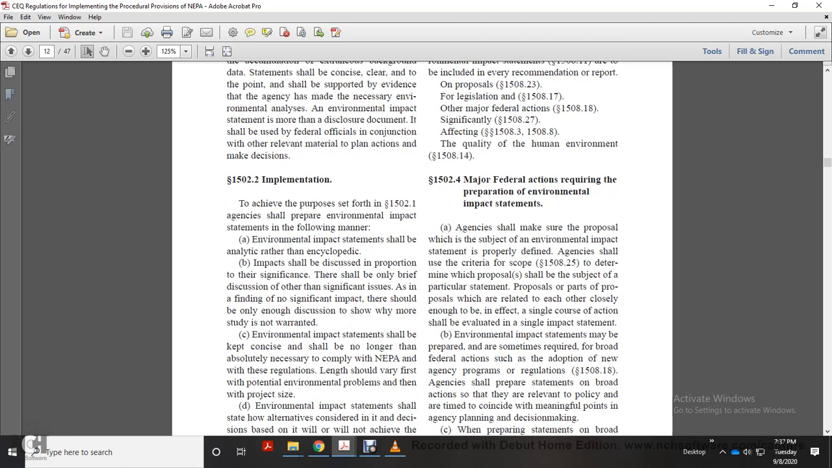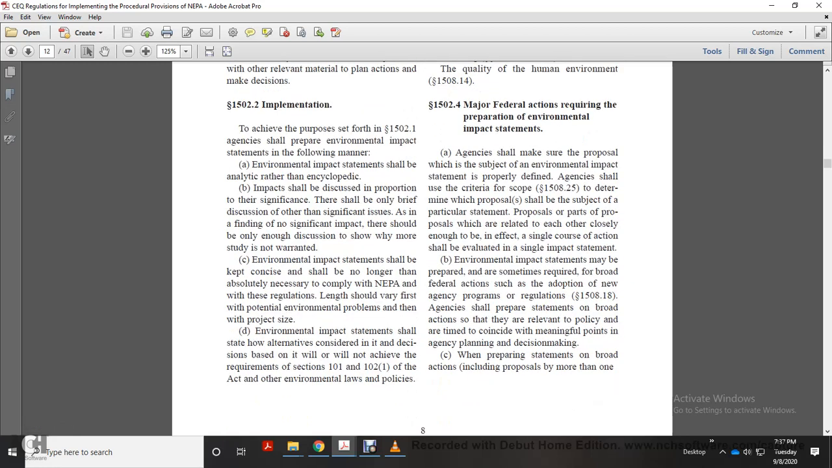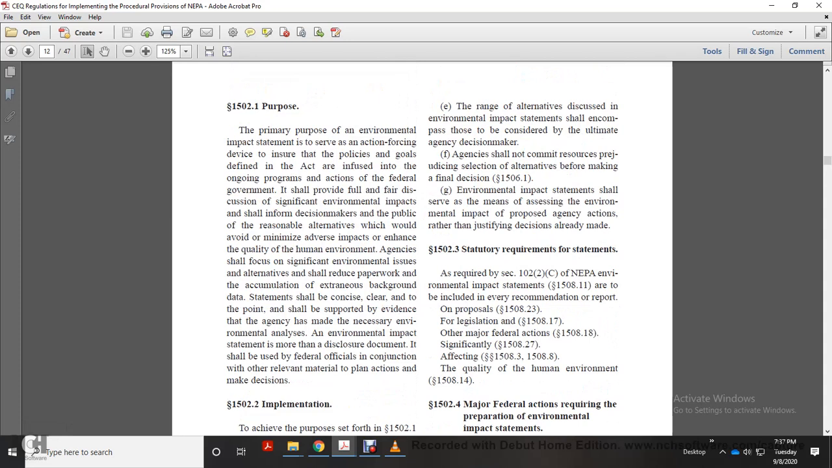Length should vary first with the potential environmental problems, then with the project size. Environmental impact statements shall show how alternatives considered will or will not achieve the requirements of Sections 101 and 102(1) of the Act and other environmental laws and policies. The range of alternatives discussed shall encompass those to be considered by the ultimate agency decision maker. Agencies shall not commit resources prejudicing selection of alternatives before making a final decision.